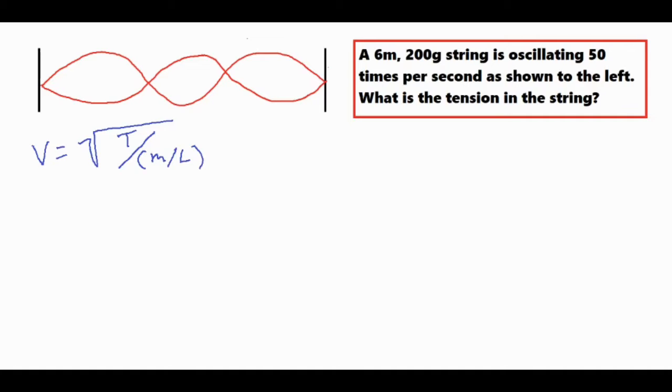So if we find our V, our mass, and our length, then we're good to go, and then we can algebraically solve for the force of tension. So let's go ahead and see what we have and label some stuff first. So we have a 6 meter, 200 gram string. So we appear to have a length of 6 meters, and we have a mass of 0.2 kilograms. So we're going to divide that 200 by 1,000 to make sure it's in our standard unit of kilograms, and then it's oscillating 50 times per second, which means the frequency is 50 hertz. And then that looks like all we're given.